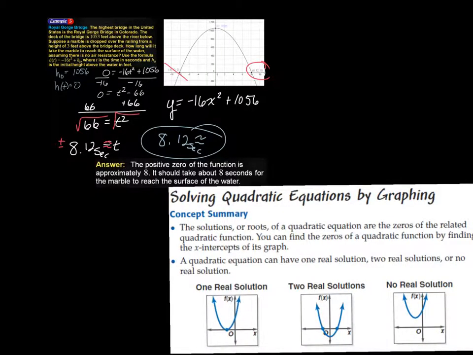The solutions or roots of a quadratic equation are the zeros of the related quadratic function. You can find the zeros of a quadratic function by finding the x-intercepts of its graph. A quadratic equation can have one real solution, two real solutions, or no real solution.